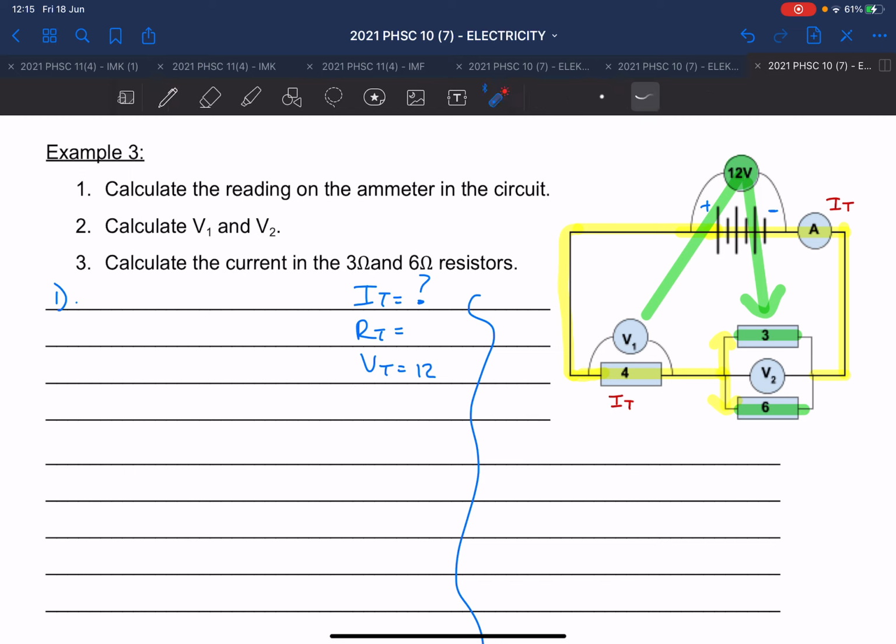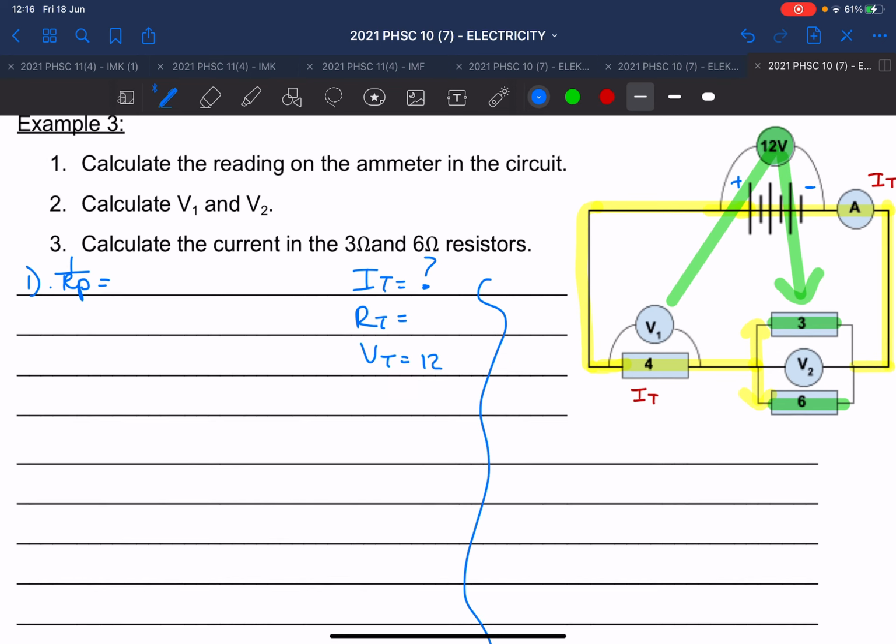Can I just add them together? 4 plus 6 plus 3, 13. Can I do that? No, because these two are in parallel. I first need to do that whole weird thing, 1 over R parallel. Because they are in parallel, I cannot just add them together. So we're first going to look at 1 over R parallel.